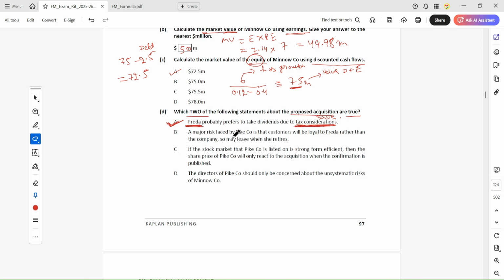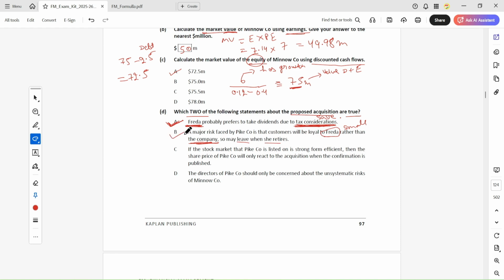Next, a major risk faced by the bike company is that customers will be loyal to Freda rather than the company. Yes, Freda will retire, but generally in small companies, the customers are loyal to the managers and owners rather than the company, so they may leave when she retires.